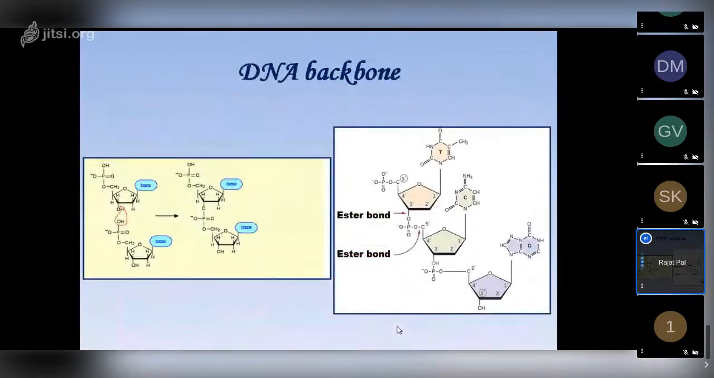So the DNA backbone, as I told you, is composed of nucleotides. This is one nucleotide, this is another nucleotide, and here at the 3' position there is one OH group. Why is it known as deoxyribose? I think you all know that in the case of the 2' position, there is no O, there is only a hydrogen atom. For that reason, this is known as deoxy. Deoxy means without oxygen. No oxygen is present, so it is known as the deoxyribose sugar.